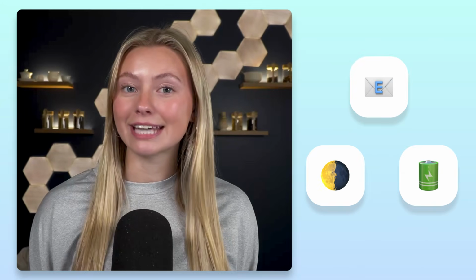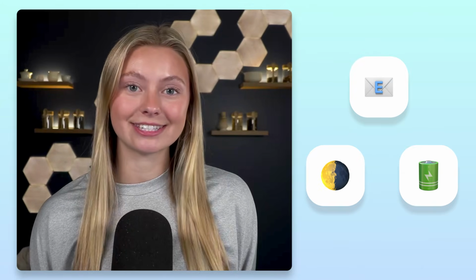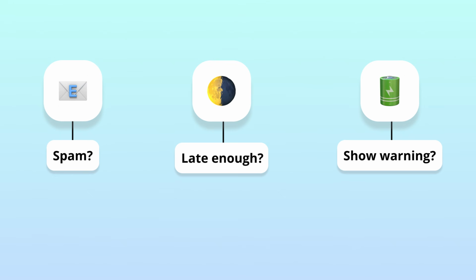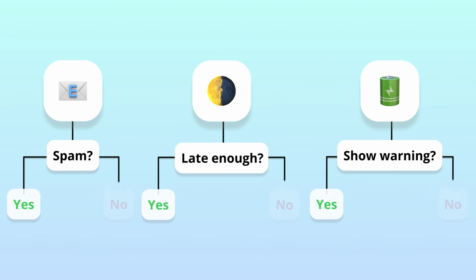The apps you use every day constantly make decisions. Is this email spam? Is it late enough to switch to dark mode? Is the battery low enough to show a warning? Each of these questions can be answered with a simple yes or no. Let's see how we can teach our Python programs to make the same kinds of decisions.